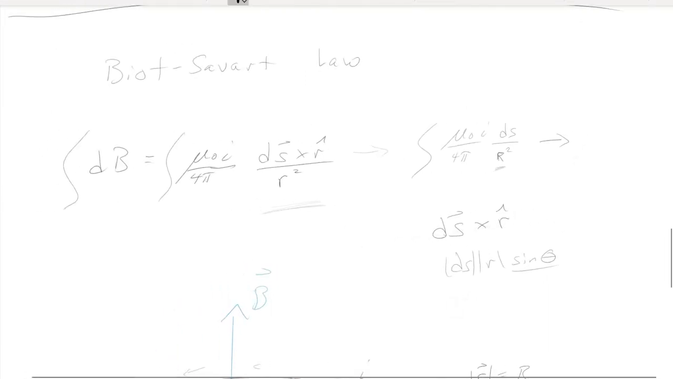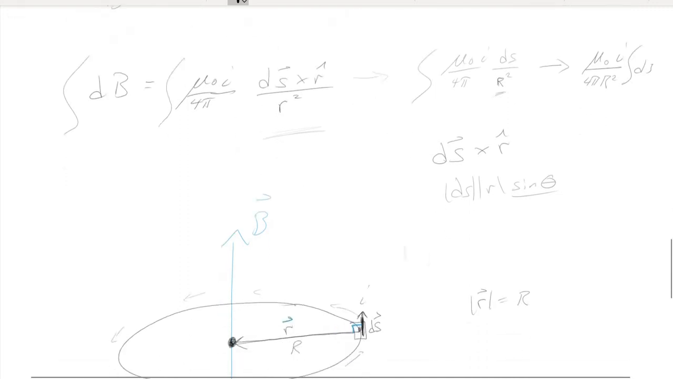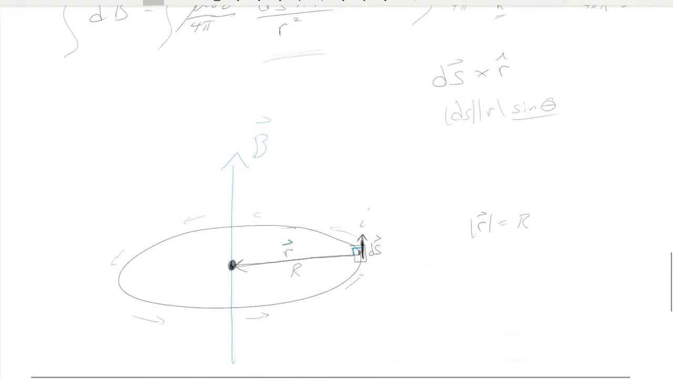If we bring all of the constants out front of the integral, we have mu naught I, we have 4 pi r squared. The only thing that's left inside the integral that we have to deal with is ds. ds is the path around the circle, and we have to add that up. Well, what do you get when you add up the path around the circle? You get the circumference.